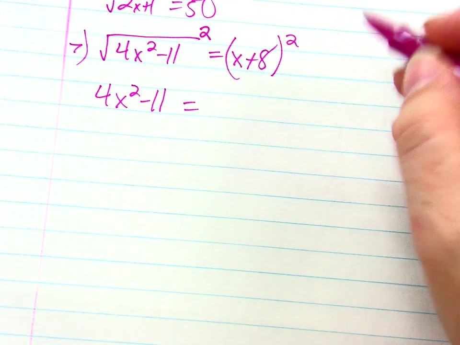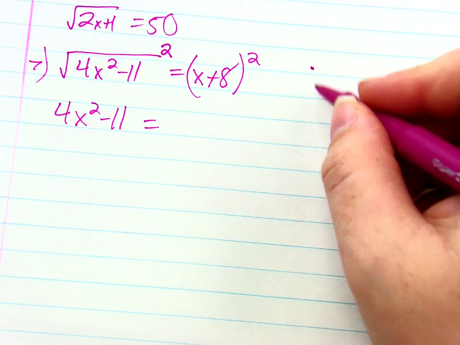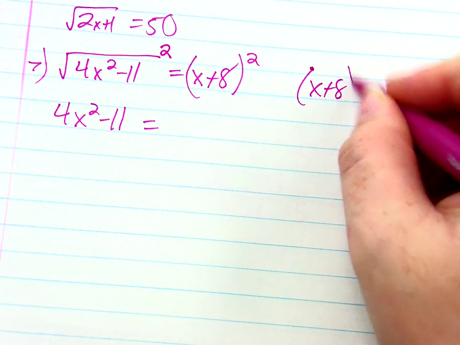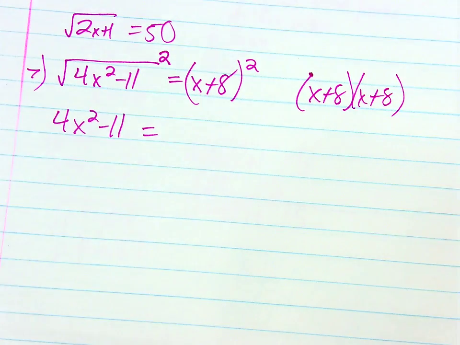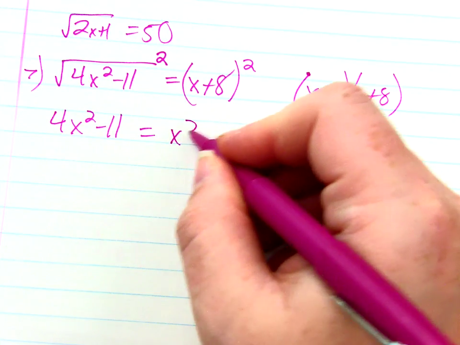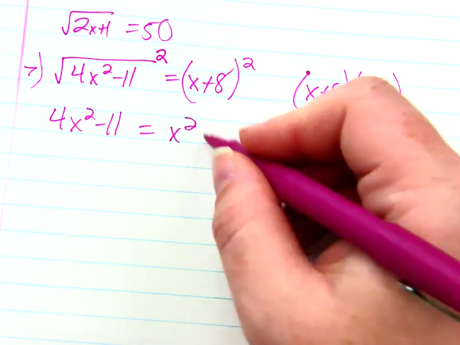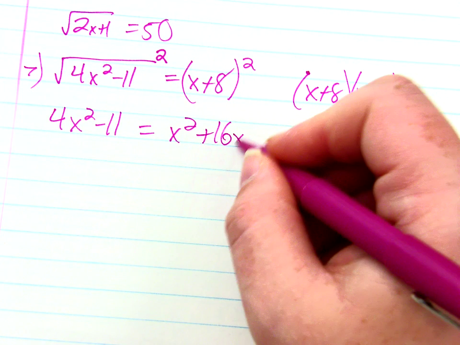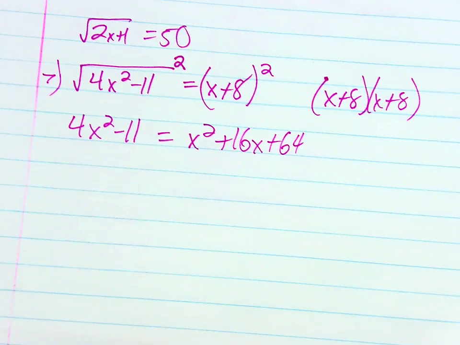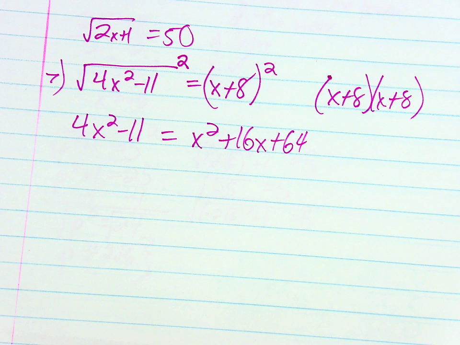Good, because remember what this means. This means, can you see it up here? This means x plus 8 times x plus 8. You have to FOIL that together. Right? So that's going to get you x squared plus 8, so that's a plus 16x plus 64. That's what you get on the right-hand side. That is the most common mistake for ones like this.